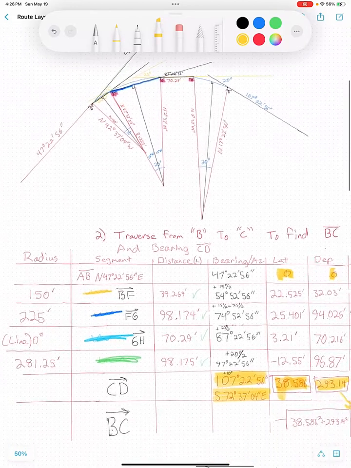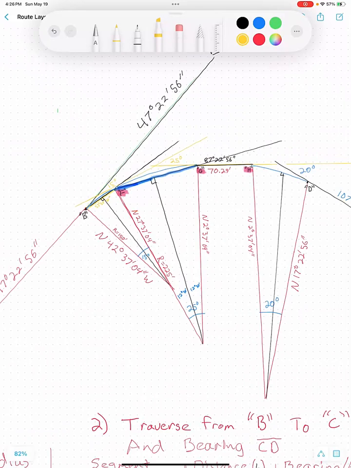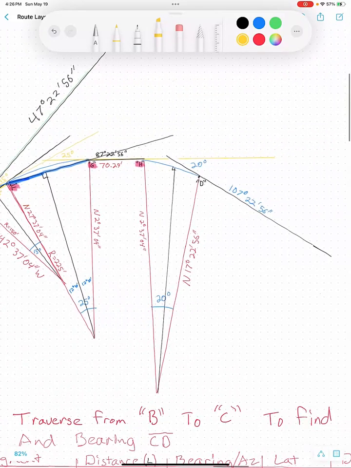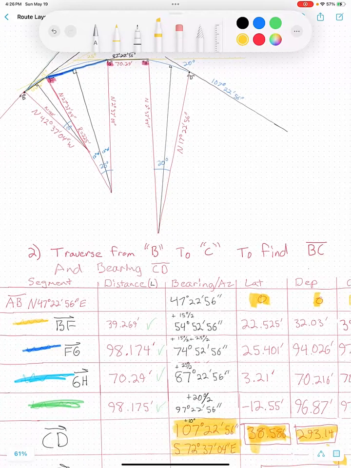to be able to come up with, number one, that final azimuth. That azimuth would represent point C to point D. That one's fairly straightforward to calculate. All we really have to do is add up, starting with that 47, 22, 56, add 15, add 25, and add 20, and that gives you 107, 22, 56. So the azimuth is the simple part. The difficult part is all the departures. That's where this does get tricky.